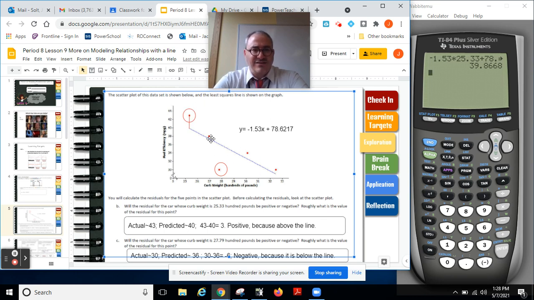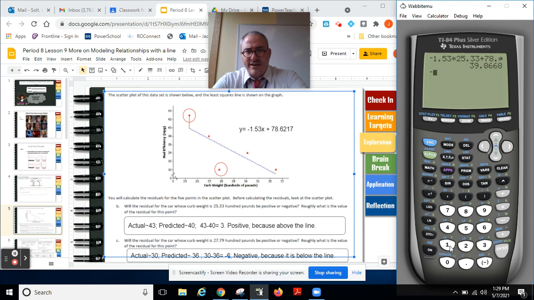The line is all my predicted values. The red dots are my actual values. And we repeated this whole thing for a curb weight of 27.79, right? Negative 1.53 times x, and the x value in this case is the curb weight, 27.79.